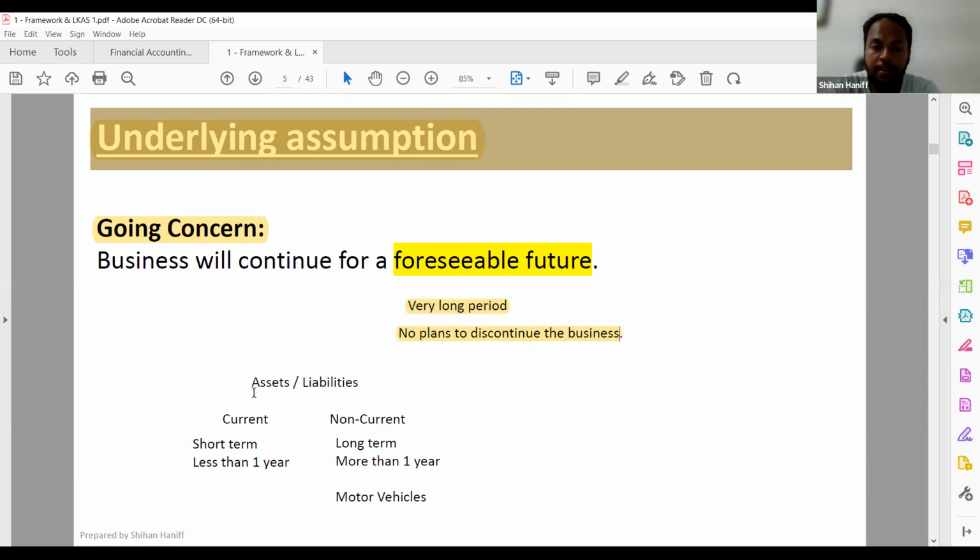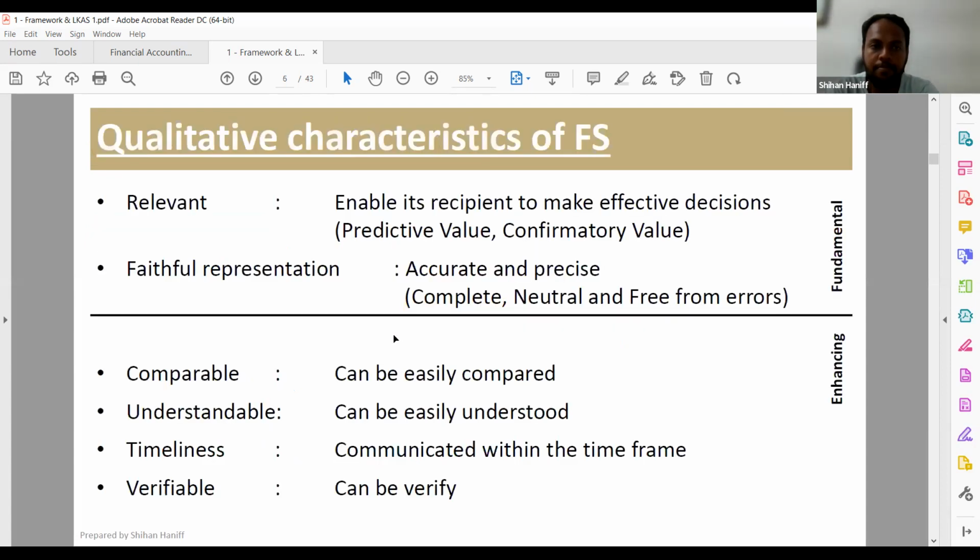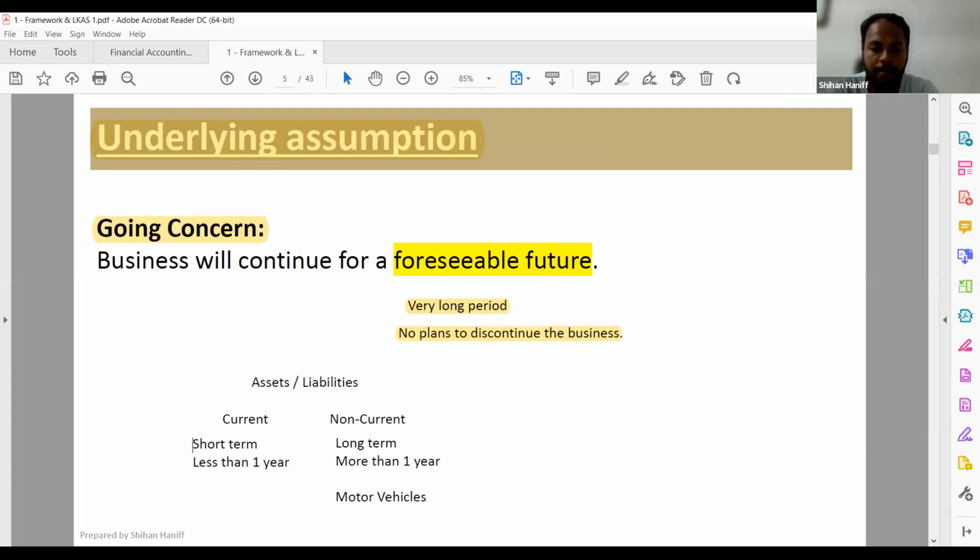So that is the reason assets and liabilities are divided current and non-current. If you have a plan to close down the business, all your assets, liabilities become current, short term. But if you have a going concern, then you can divide your assets, liabilities, current and non-current. Because you are not going to sell immediately. Underlying assumption is going concern. If you have any doubts, ask me.